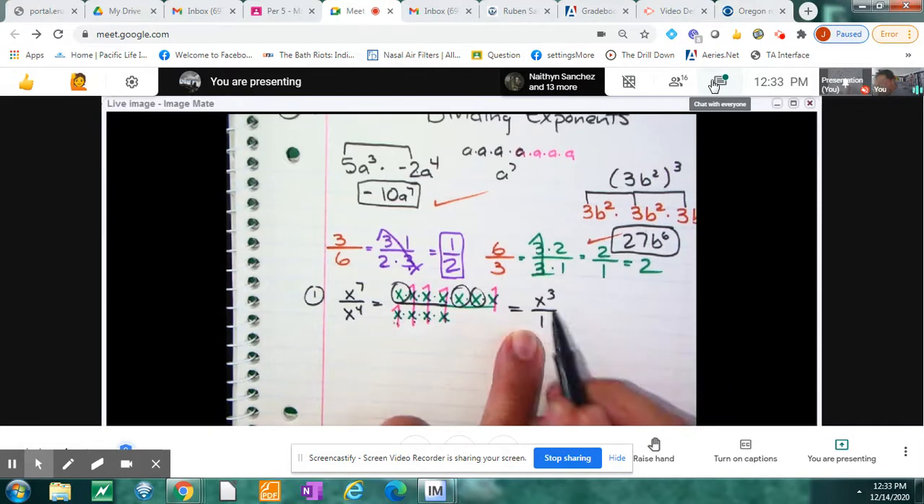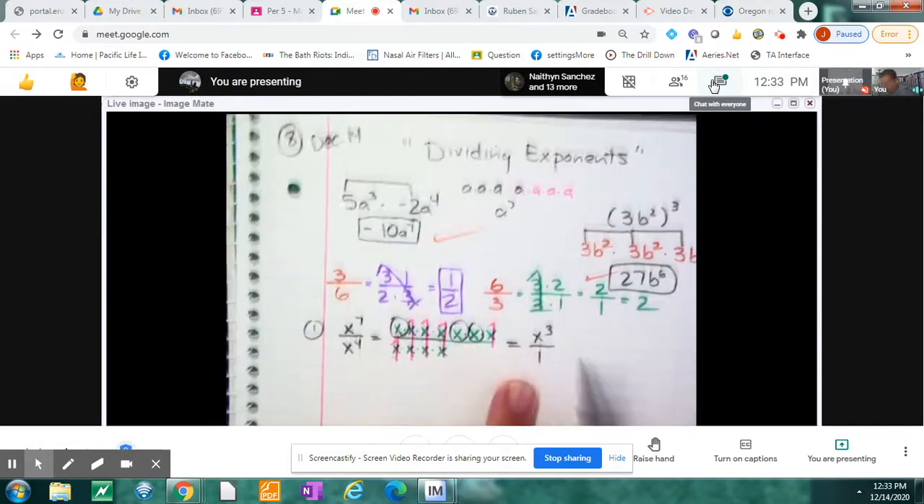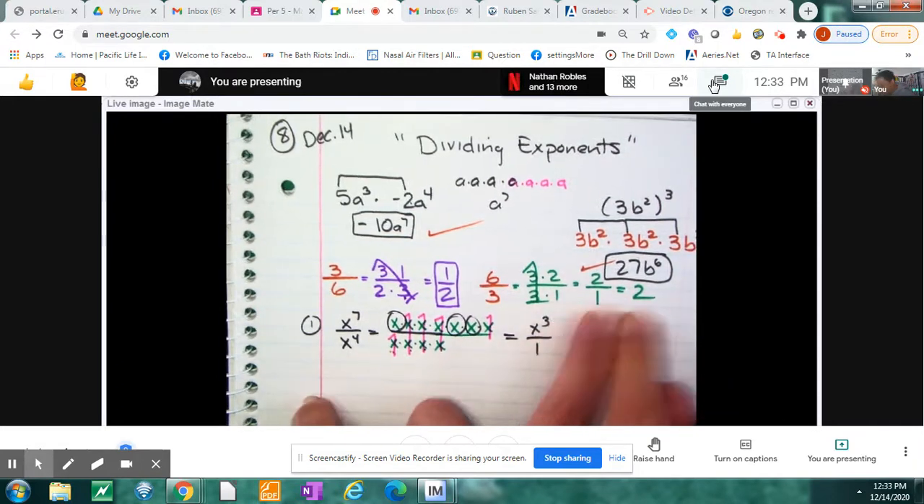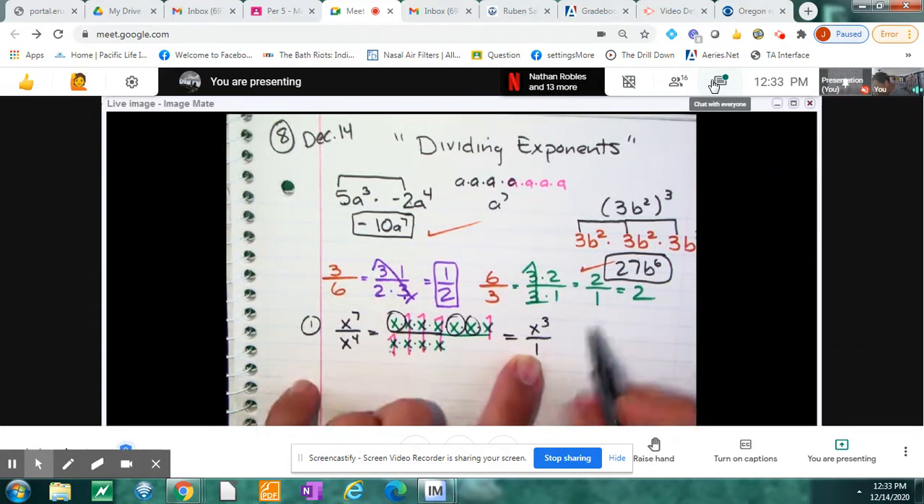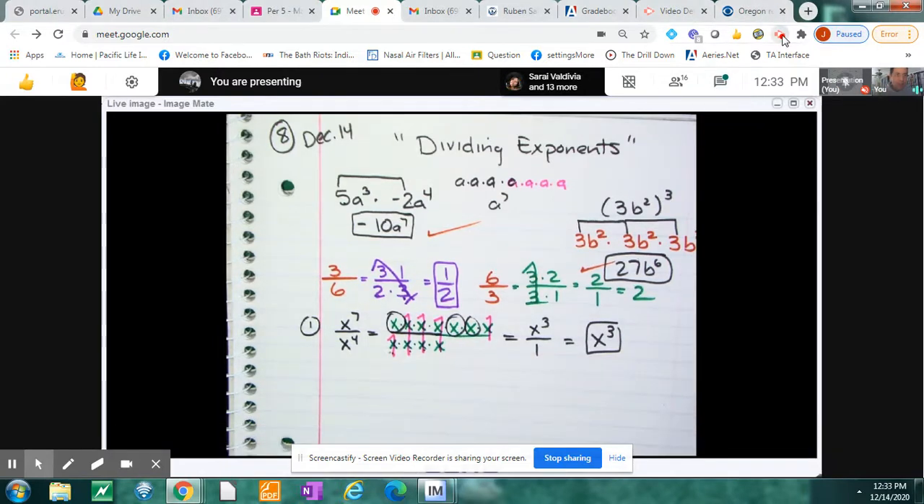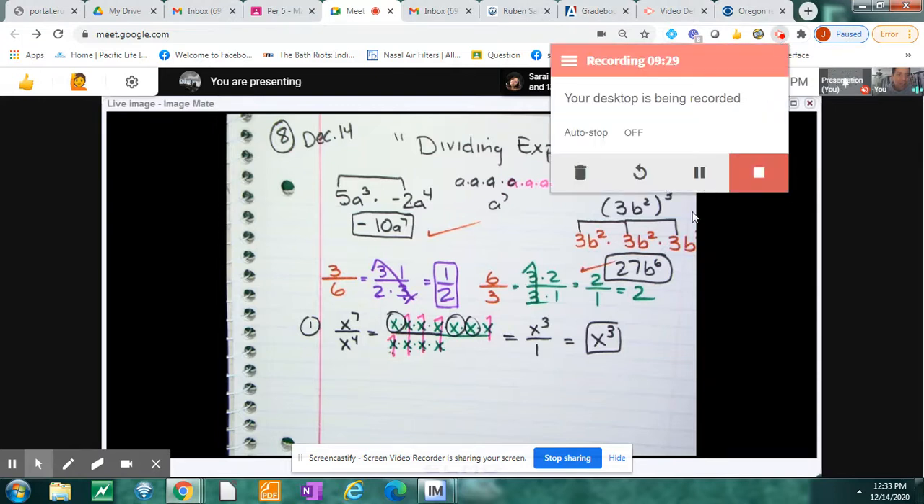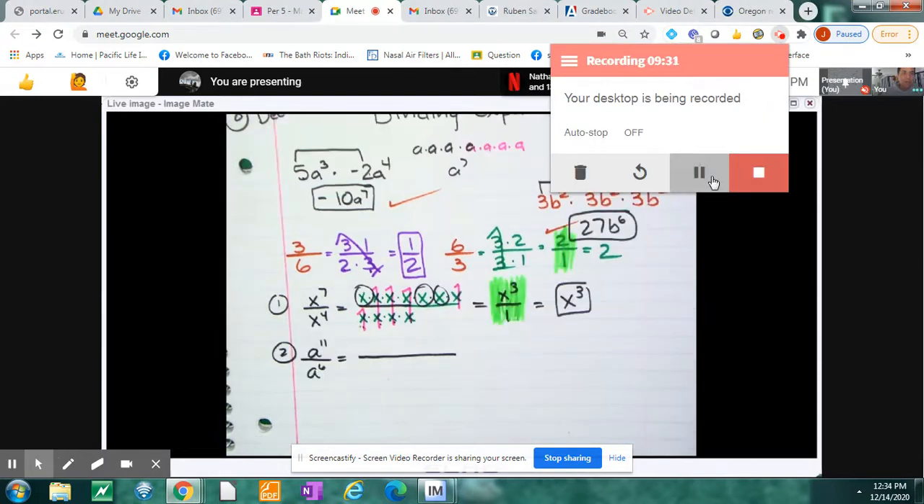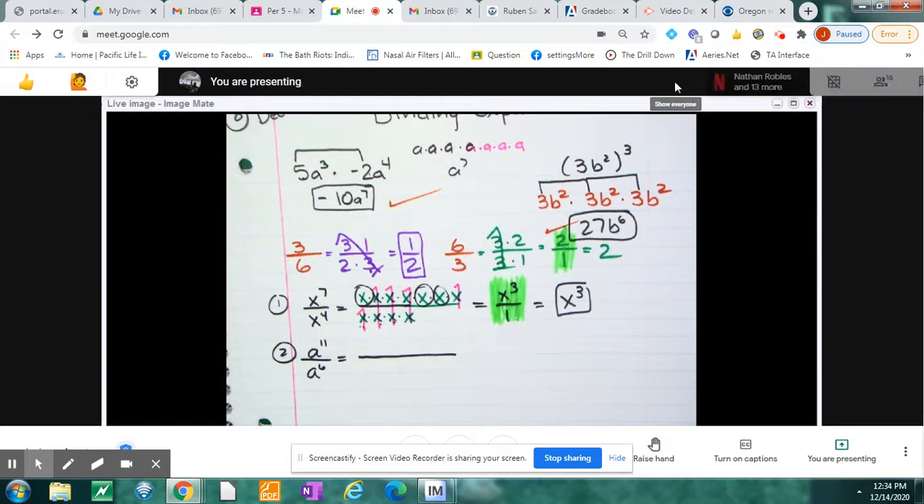So now see how it's over 1? Remember we did this over 1? It's going to power the 1. So now my answer is x to the power of 3 because it's over 1. It's going to smash it. All right? So far so good? So let me pause the video so there's no delay. Okay? Here we go. So now we got a to the power of 11.